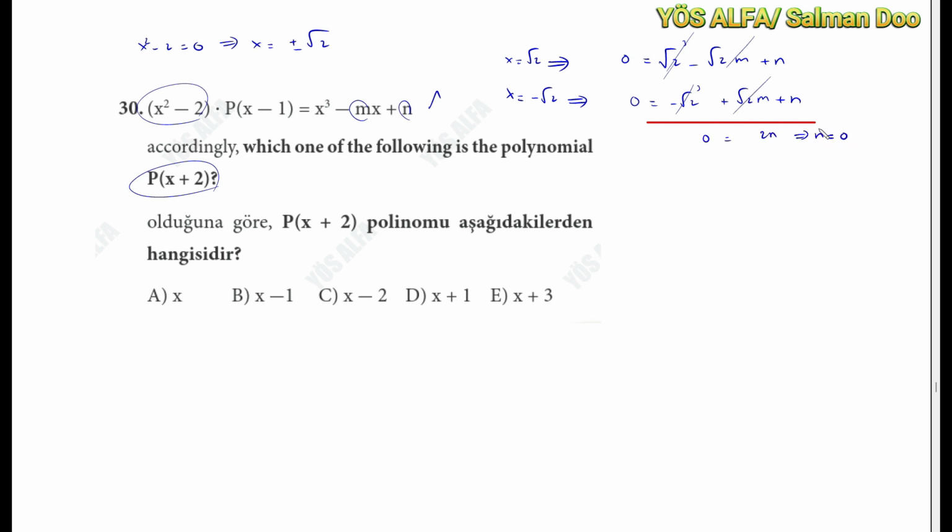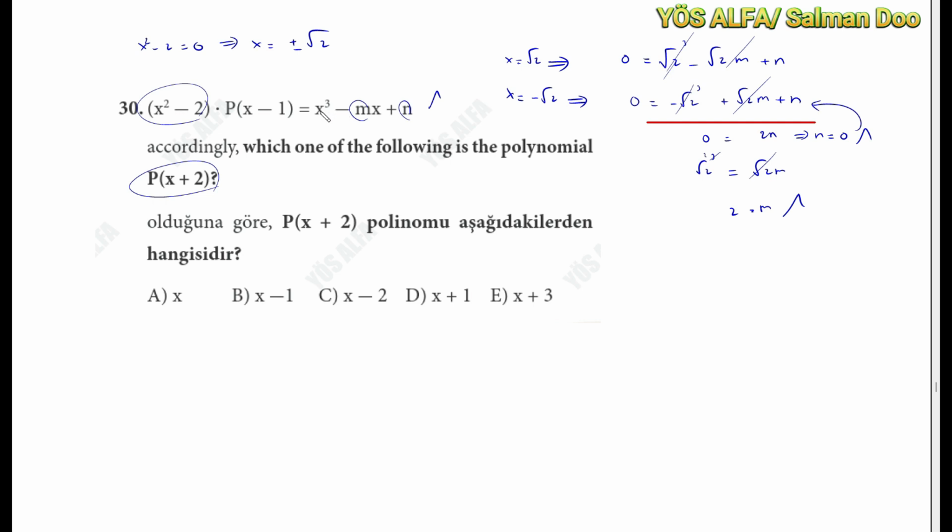n is 0. If n is 0, we can substitute it back into the second equation, and we have root 2 m is equal to root 2 cubed. Let's cancel them out each other. So we have root 2 squared. So the answer is m is equal to 2. So now we have m and n.